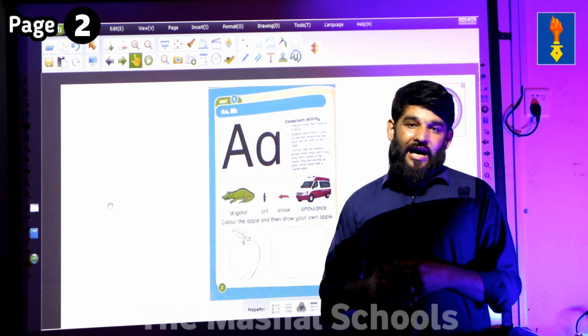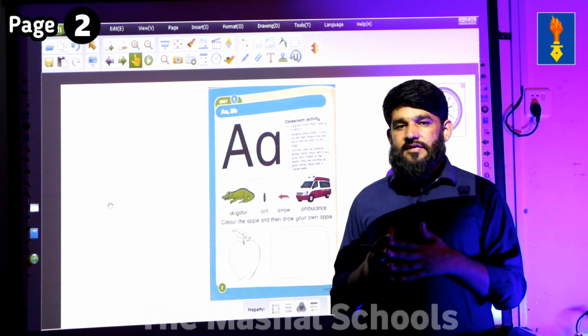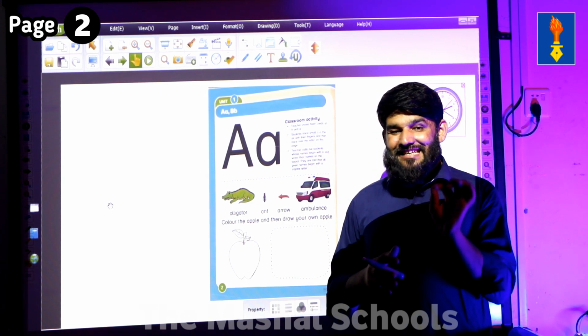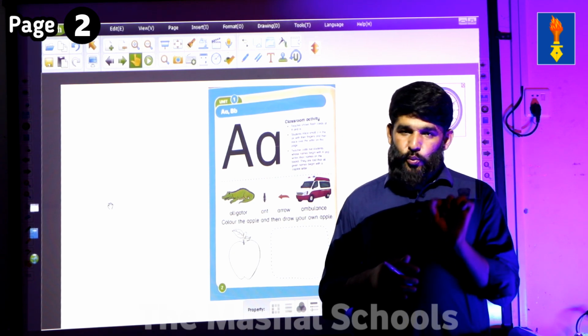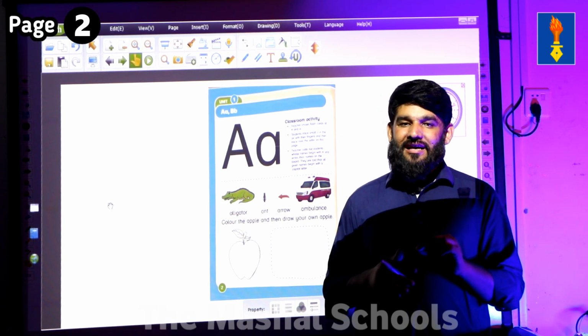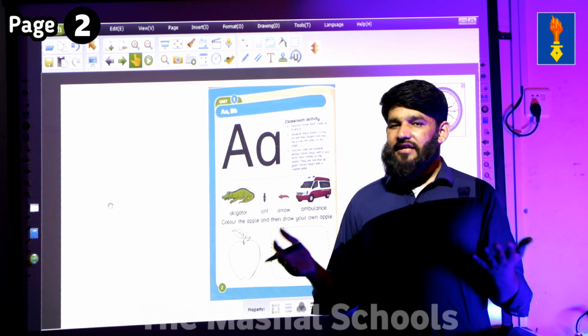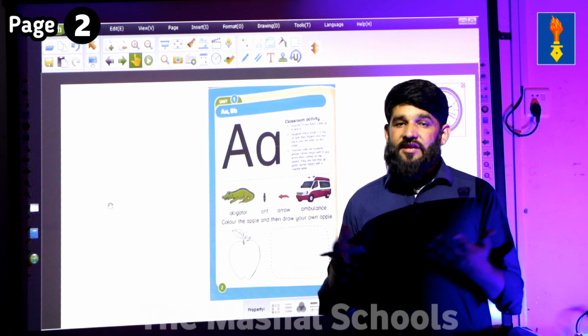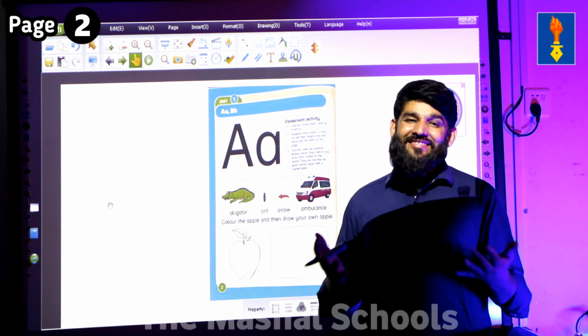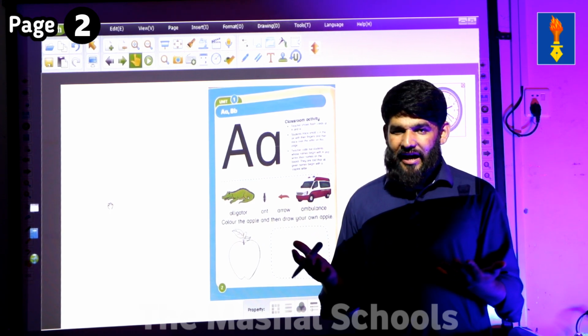Dear students, you have to think about different things and find 10 things that start with letter A. Remember that you have different things around you that start with letter A. That can be names, that can be nouns, that can be anything that is starting with letter A.